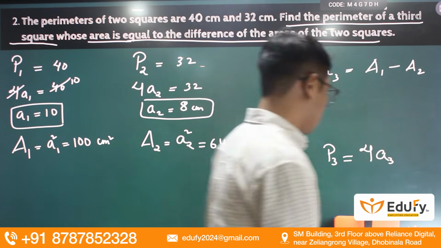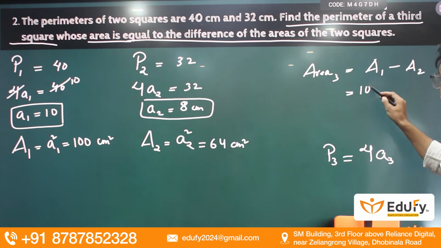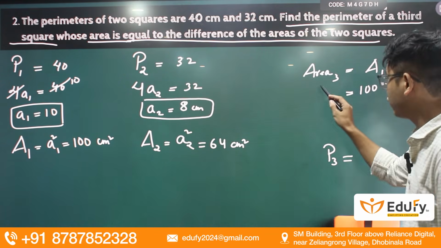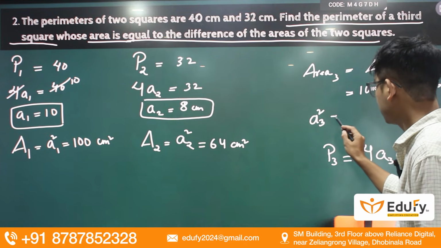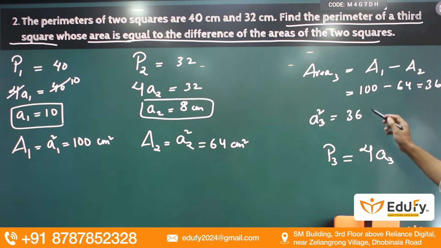Now after that, we know the area of the first one and the second one. The first one is 100, and the second one is 64. So we're getting here 36. That means the area formula is a squared, right? And I'll write here 3. So a3 squared is 36. If I shift the square to this side, it becomes root over 36. So that means your a will be only 6.